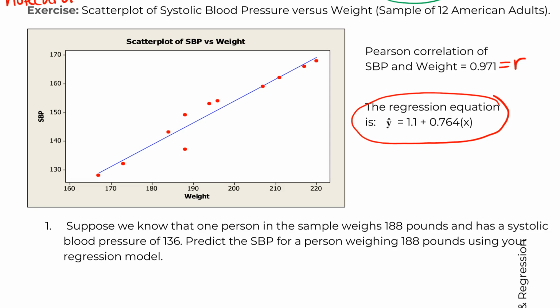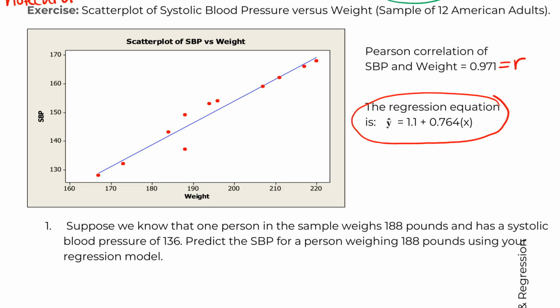So looking through the first question, it says, suppose we know one person in the sample weighs 188 pounds and has a systolic blood pressure of 136. Predict the systolic blood pressure for a person weighing 188 using your regression model. This is terrible. Sorry, I'm getting mad at myself because I need to edit these notes to fix some of this typo stuff. I don't know how it went over the margins.